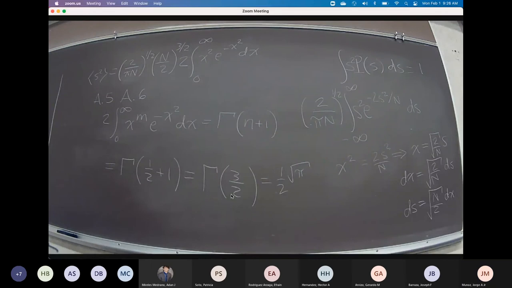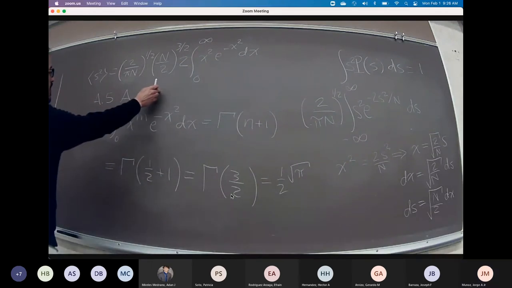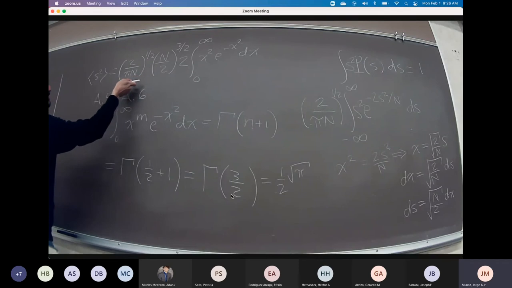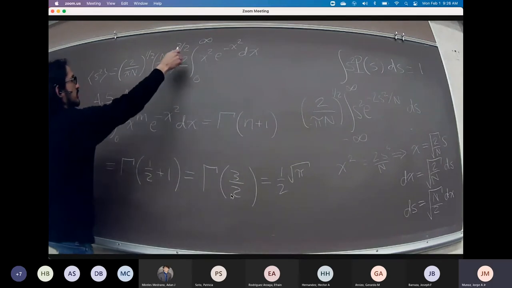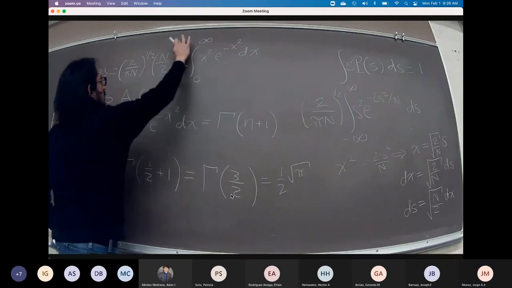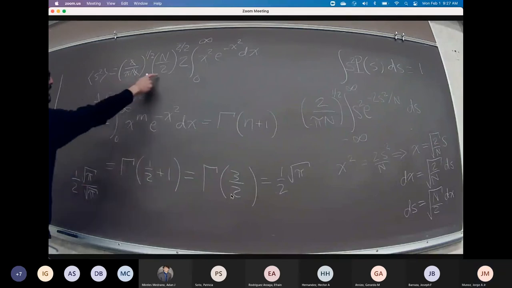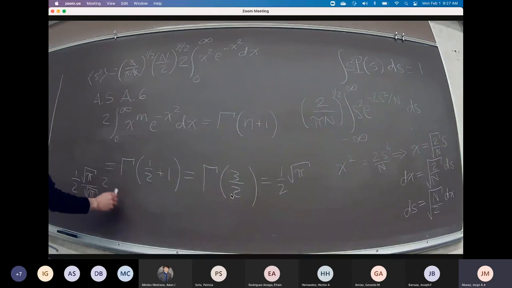And this one was going to be, I guess it will cancel 1/2. So it's going to be this one, 1/2 square root of pi, and then we have this square root of pi over here. And then we're going to have 2, and then we're going to have n divided by 2. Okay, so the 2s go away, the square roots of pi go away, and this is the variance.